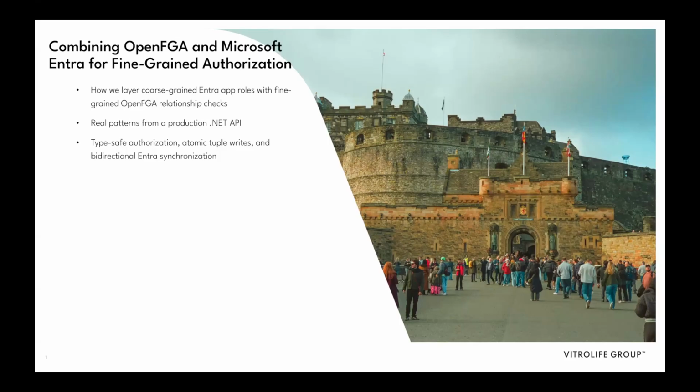Everything I'll show comes from a real .NET 10 API. The specific API I'm going to talk about manages things like landing zones, domains, platforms, and teams. So it's like a metadata API in our case. The goal is to give you patterns that you can perhaps reuse if you want to build this using .NET. We will be covering things like type-safe authorizations, atomic tuple writes, and bidirectional Entra synchronization.